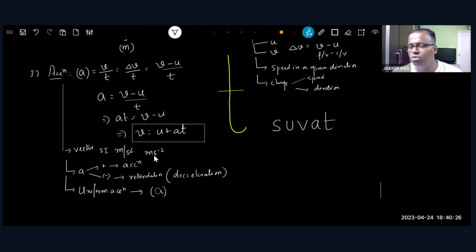So to apply SUVAT, please check: the vehicle should move straight, and there should be constant acceleration. Constant acceleration means velocity is changing. No doubt about that. This will bring us now to the portion of equations of motion.